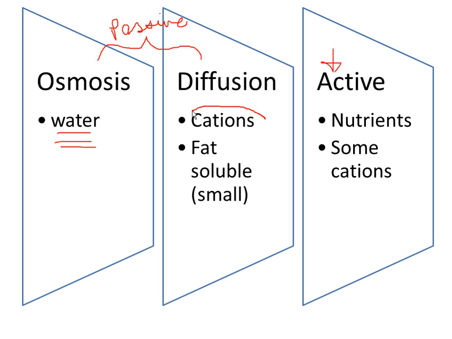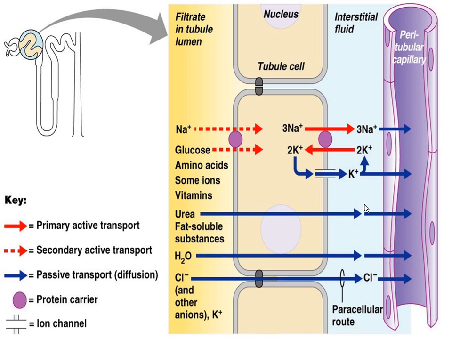Small ions and fat-soluble molecules that are also small are permeable across the membrane, so they just diffuse across the membrane in accordance with their gradients. When it comes to moving nutrient molecules and a few of the larger cations, we're going to have to resort to active transport pumping. So this is showing you some of the mechanisms. Okay, don't worry about the difference between primary or secondary active transport. To us, it's all active.